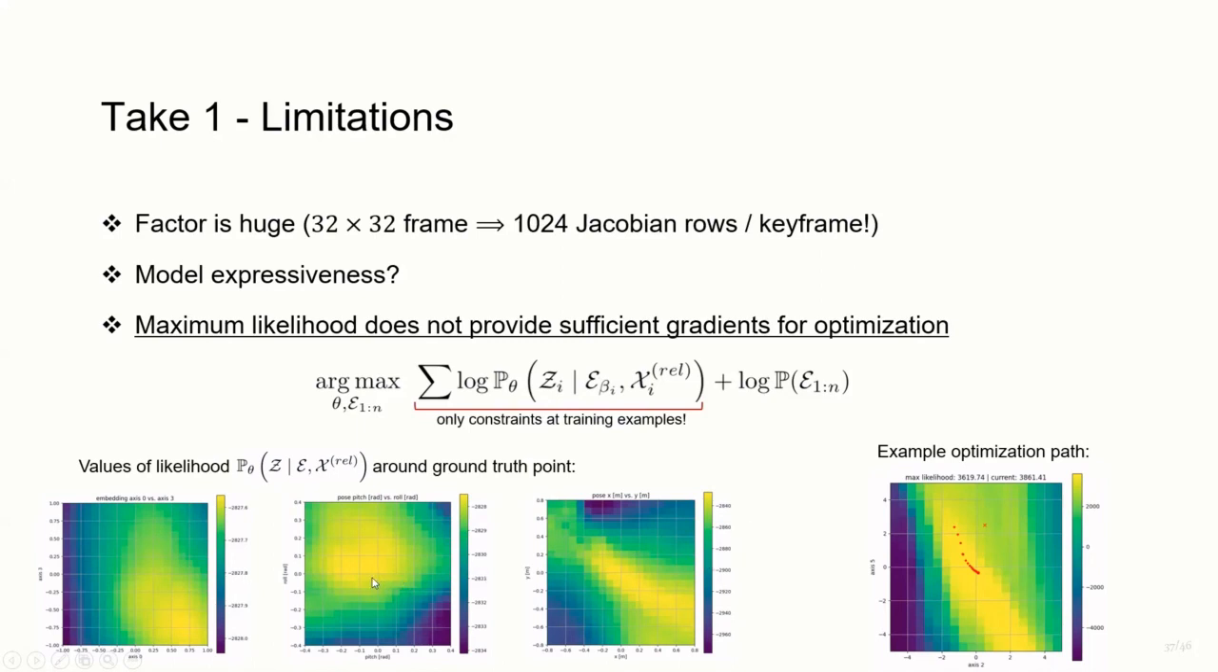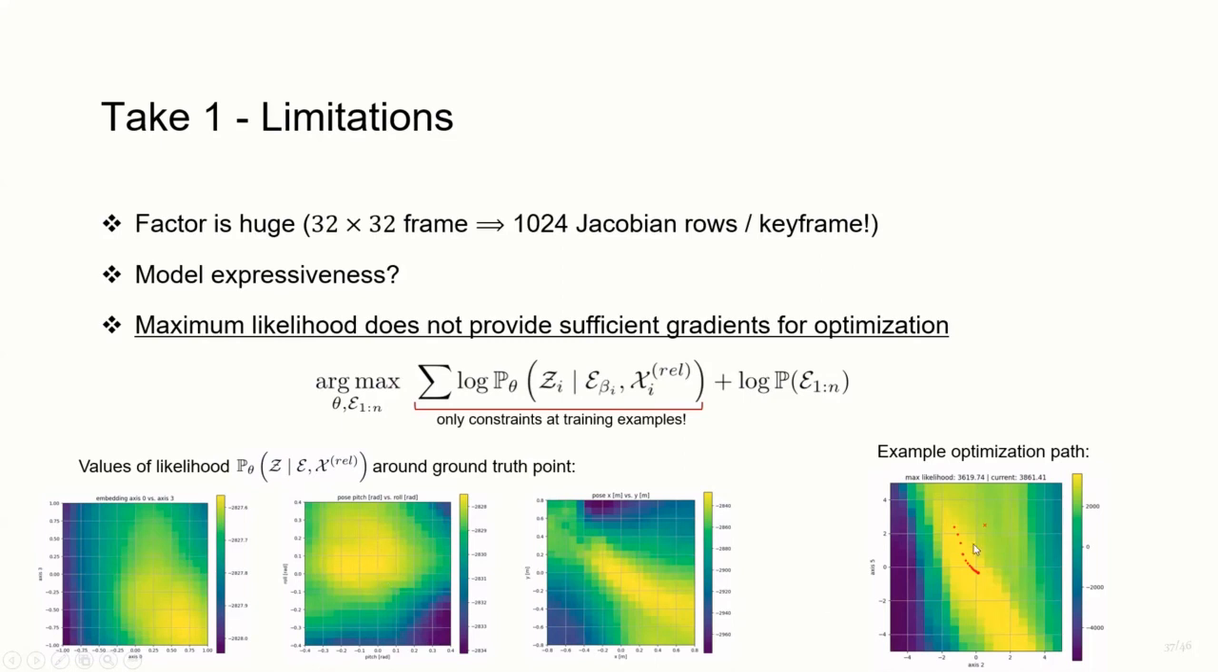The plots here plot the values of the likelihood around the ground truth point. So at 0, 0, that's the ground truth in each plot. And the axes are offset with respect to the values of the variables, 2 variables at a time. So in principle, the maximum likelihood should be at 0, 0. It's not always at 0, 0, which may be related to model expressiveness. But ideally, it's at 0, 0 at the ground truth point.